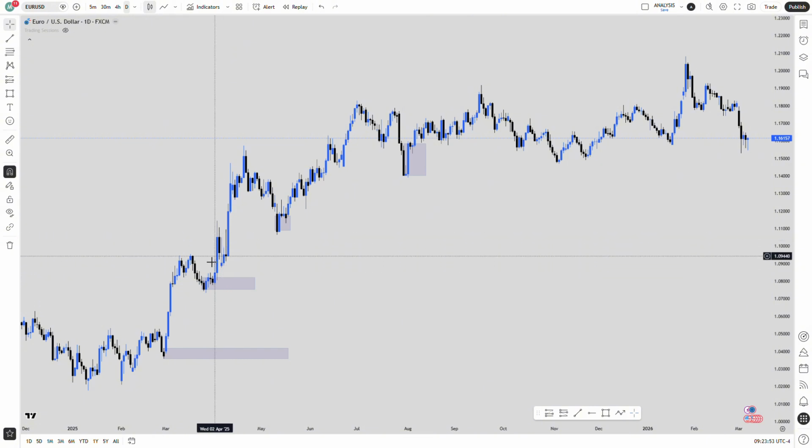If you look at the second impulsive move here, what is the last candle before this impulsive move? If you can see, the last candle is this blue candle. This blue candle here. This is the last candle. You should extend that. That's our order block.